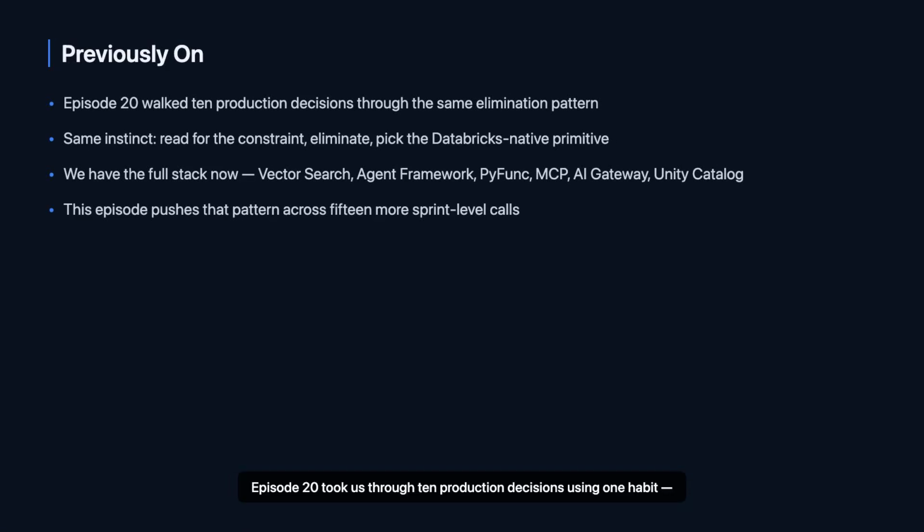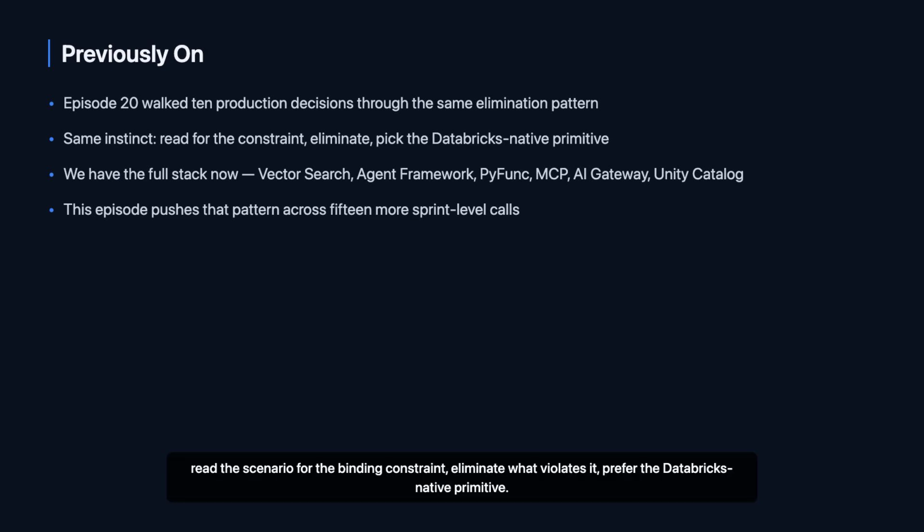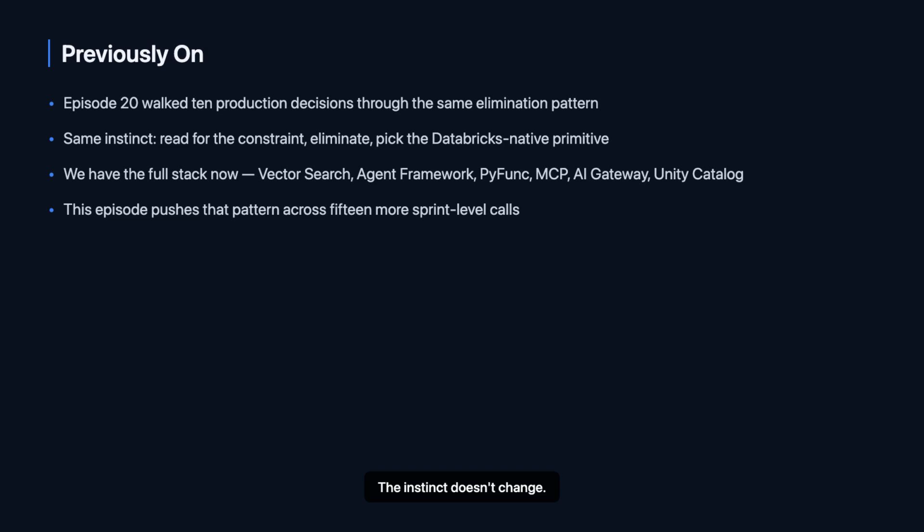Episode 20 took us through 10 production decisions using one habit: read the scenario for the binding constraint, eliminate what violates it, prefer the Databricks-native primitive. The instinct doesn't change. By now you've seen the full stack: vector search, the agent framework, PyFunc, MCP servers, AI gateway, and Unity Catalog. This episode pushes that same habit across 15 more sprint-level calls.